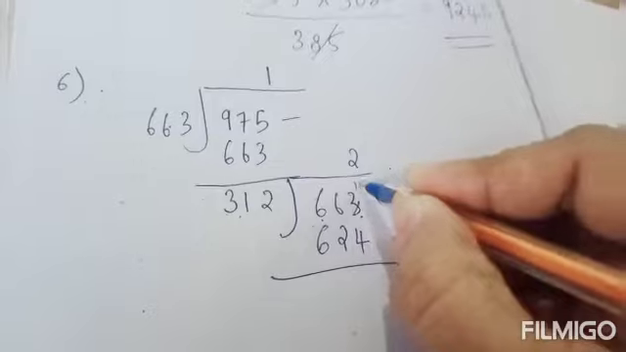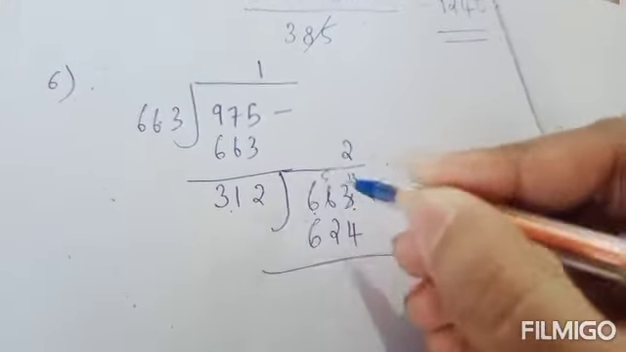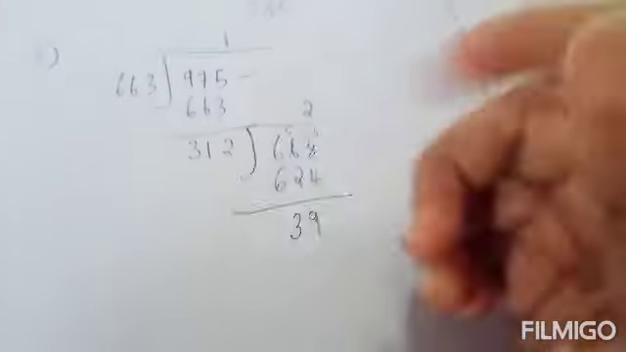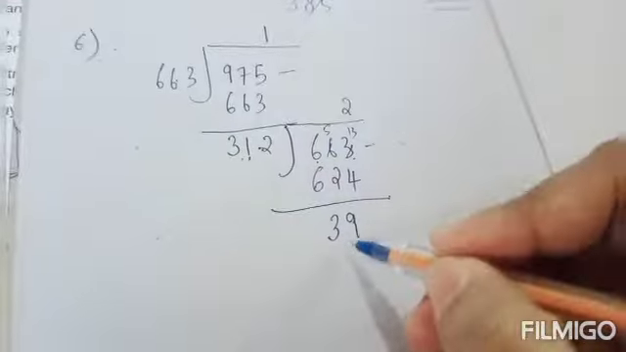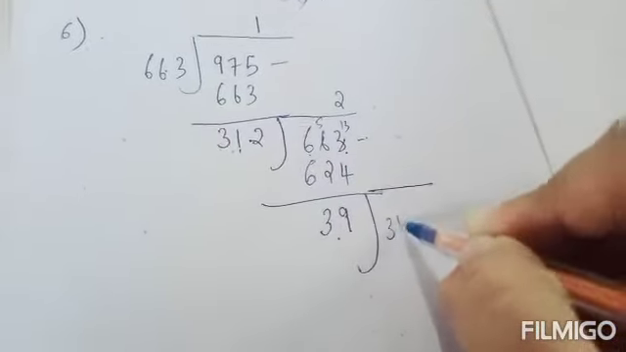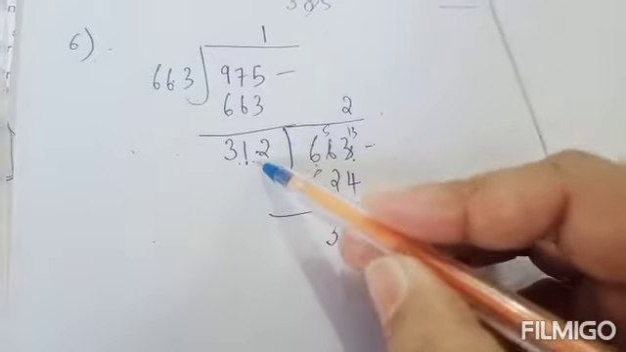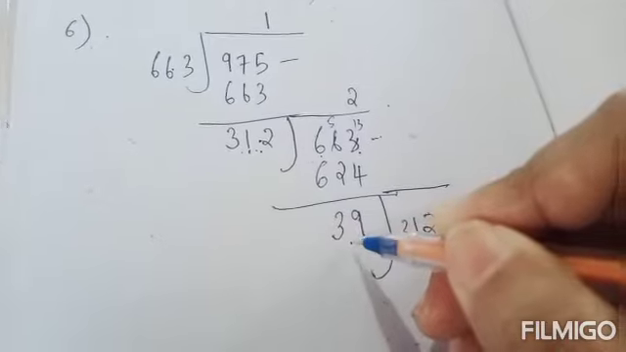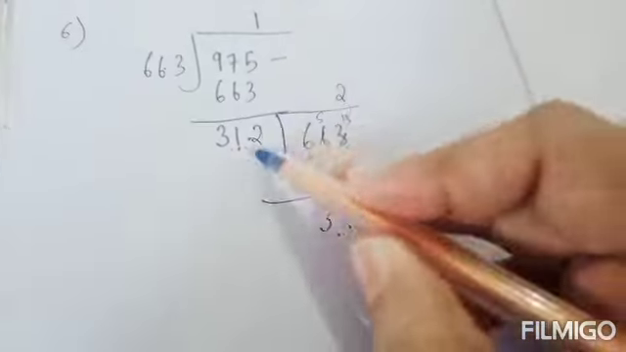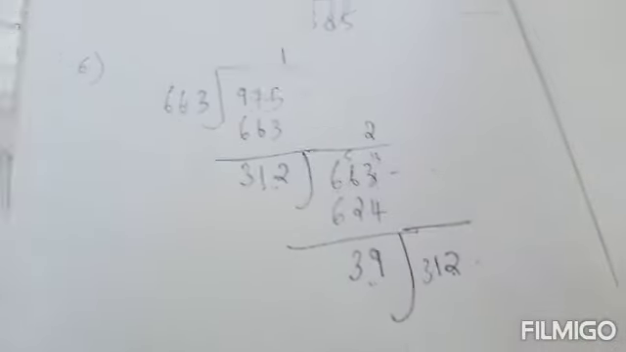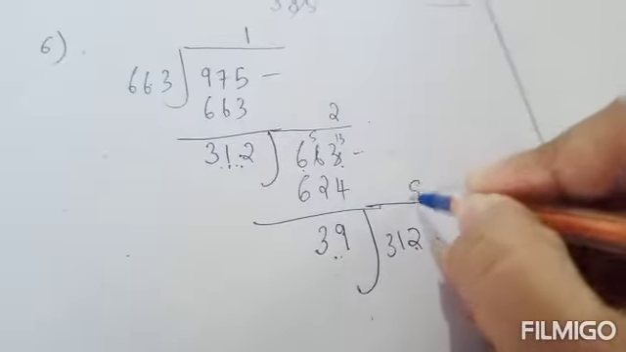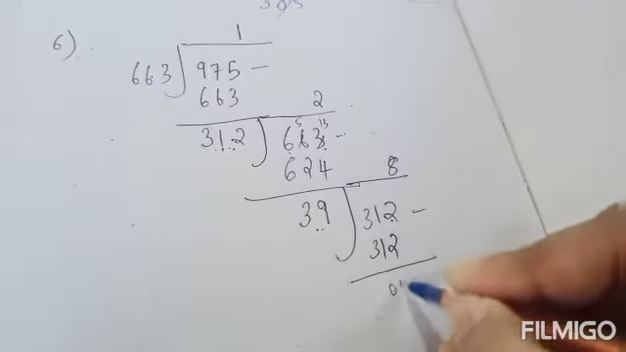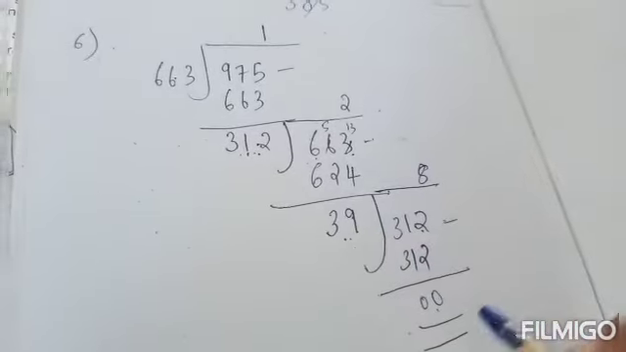Now subtracting, you will get 39. Next this 312, you can divide by 39. The last divisor will become the new dividend and the remainder will become the divisor. So 39 into 8, it is 312. On subtracting, you will get the remainder 0. So you can stop here.